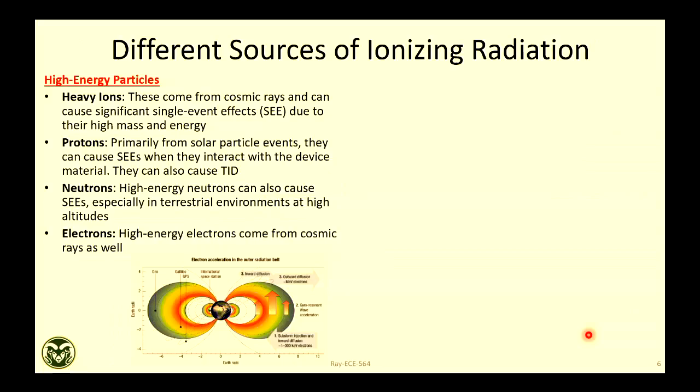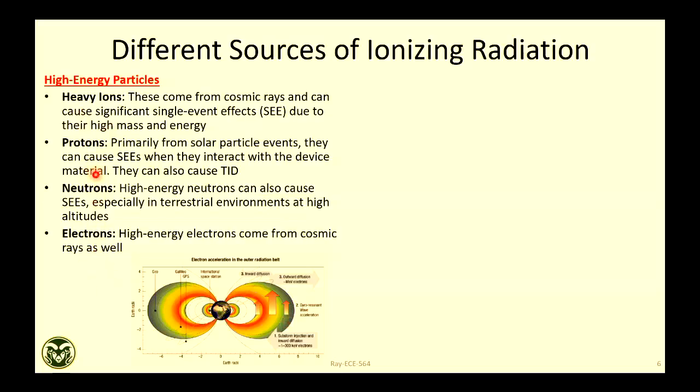Now, if you look at what particles we should be worried about, or which particles cause these radiation effects, there are heavy ions, protons, neutrons, electrons. These are all coming from the Van Allen belt, the radiation belt around the Earth. Those are radiation-prone zones. If your satellite comes to those zones, you can see a lot of radiation, storm radiation, upsetting it. So that is one of the sources.